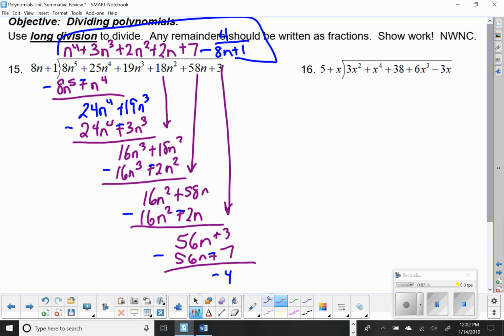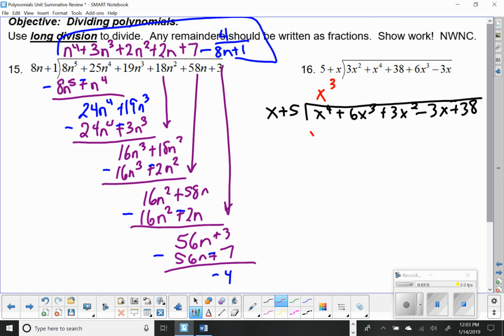Now this next one's a little trickier because notice things are not in standard form. This is a quartic. This is a linear. So I need to change it to x plus 5 divided by x to the 4th plus 6x cubed plus 3x squared minus 3x plus 38. Now, to begin, this will be x cubed.